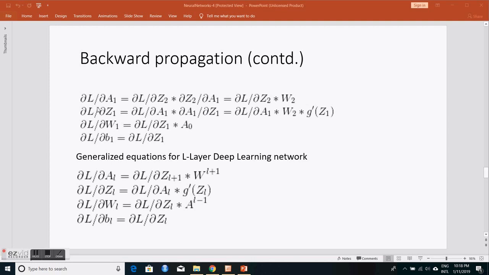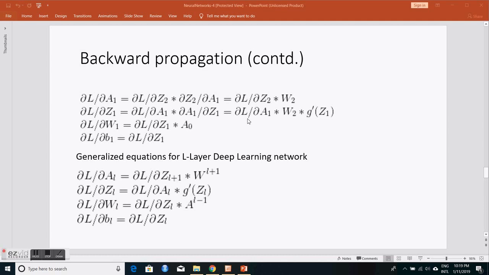Now similarly, dou L by dou a1 is dou L by dou z2 into dou z2 by dou a1, and so we leave this as it is, and dou z2 by dou a1 is w2, and dou L by dou z1 is equal to dou L by dou a1 into dou a1 by dou z1.